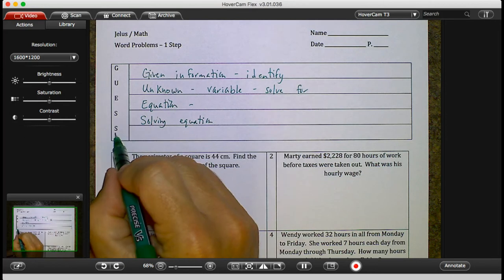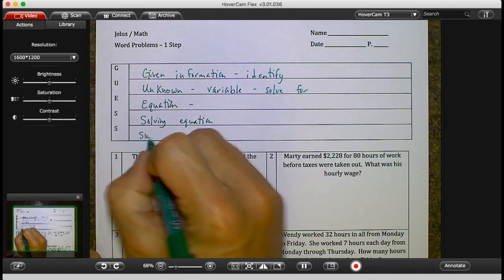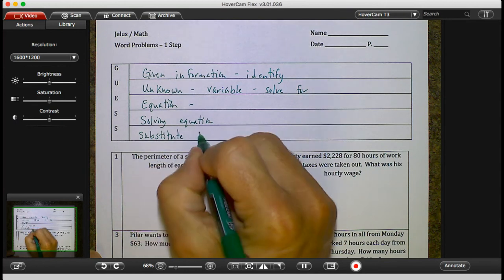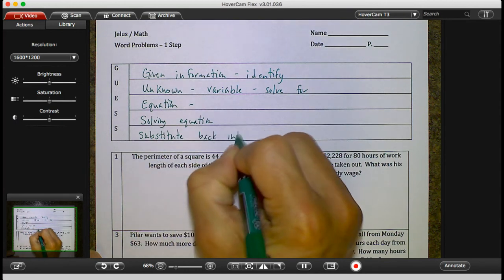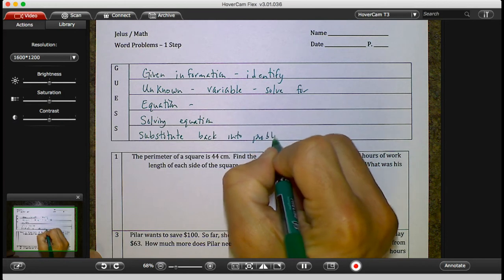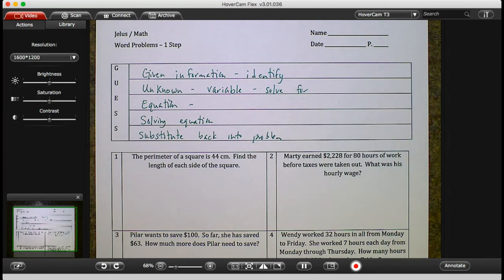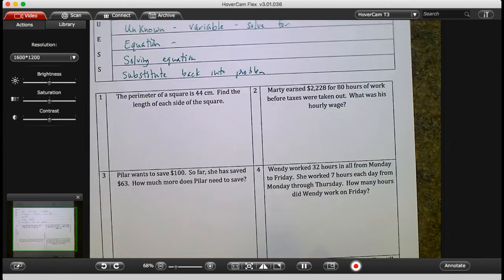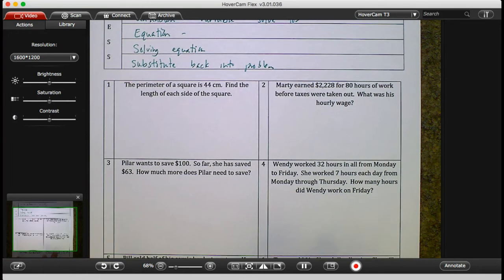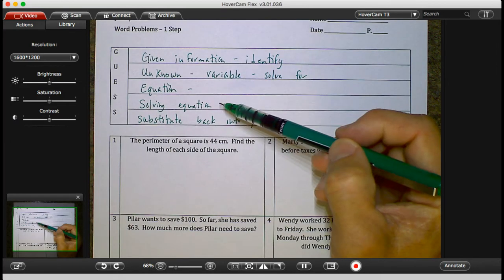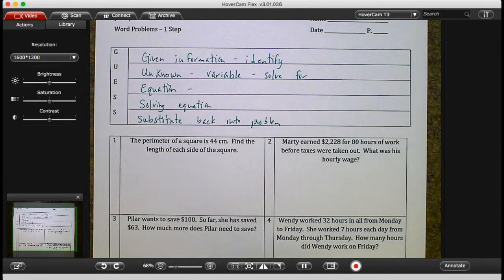And then the last S is you're going to substitute back into the problem to make sure that your solution is correct. Okay, so I'm going to run through each one of these steps in these problems down here. If you want to, you can pause the computer and copy down that first, and then we'll get started.